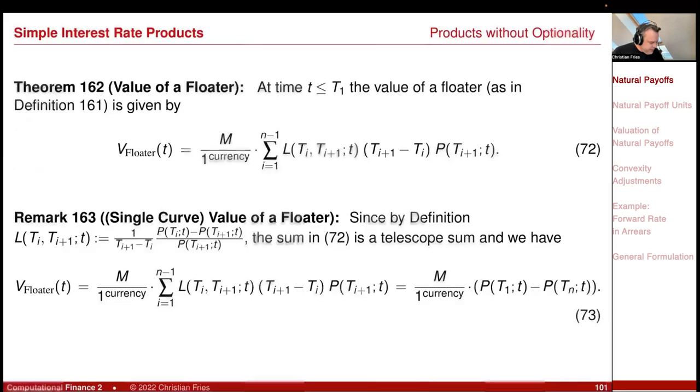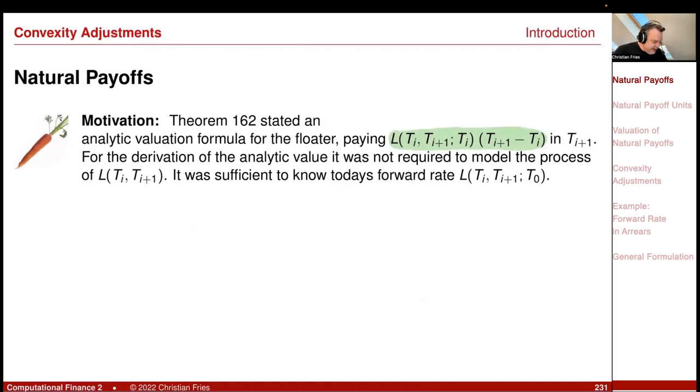And our little theorem showed us that the value is just the forward rate observed at evaluation time multiplied with the zero coupon bond also observed at evaluation time. So it's just the index observed today multiplied with the payoff unit observed today, because this zero coupon bond that matures at the end of the period is the payoff unit. I pay you one unit of this at the end of the period. So it was sufficient just to know the forward rate at evaluation time, for example capital T_0, if that is now our evaluation time. So I do not need a stochastic process. I do not need a model for L.